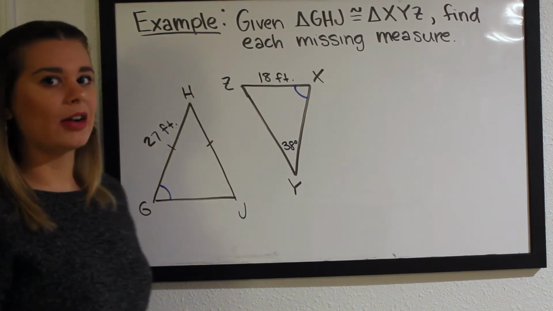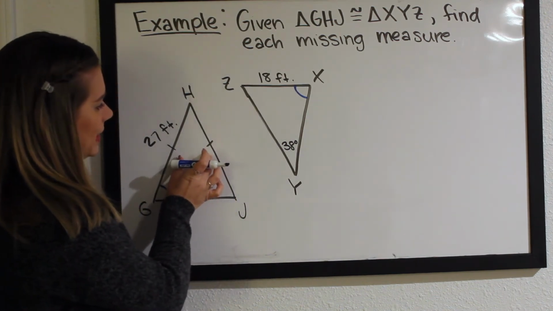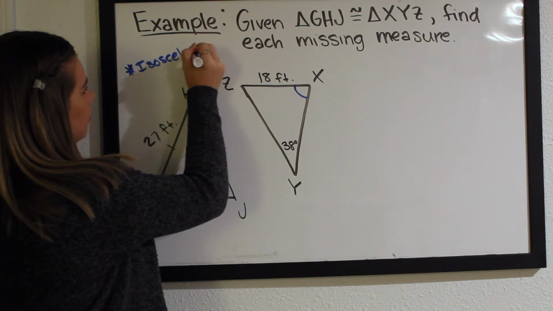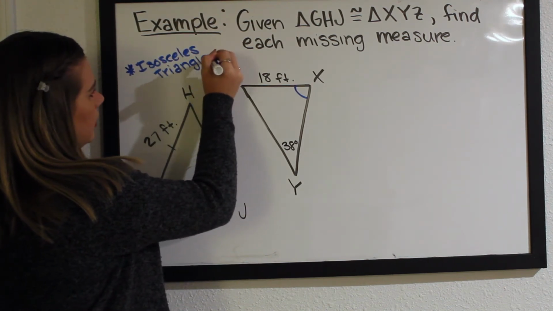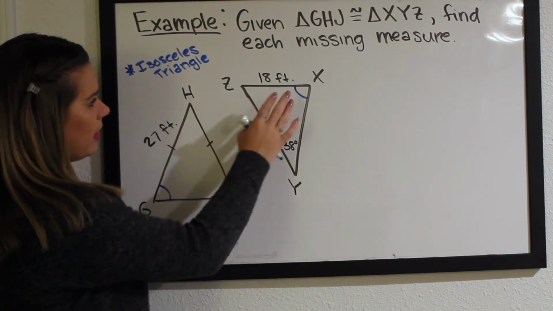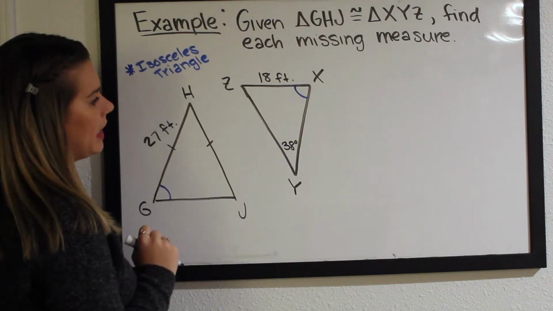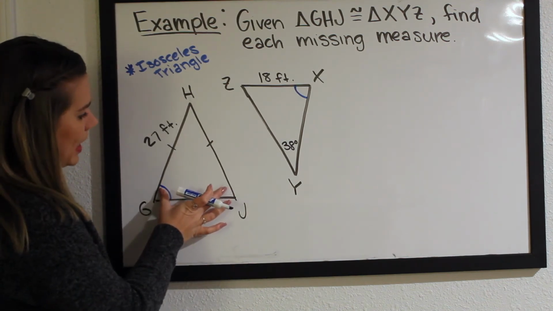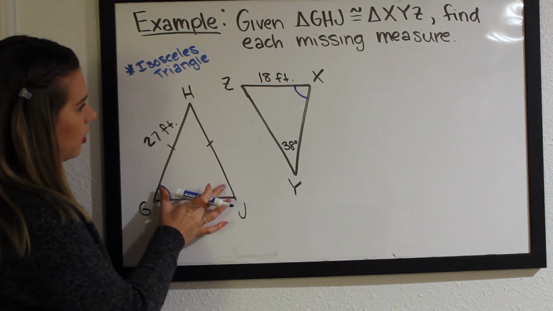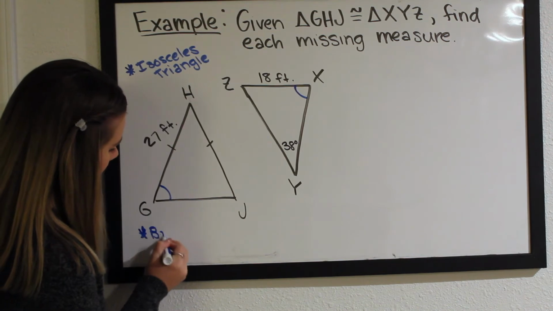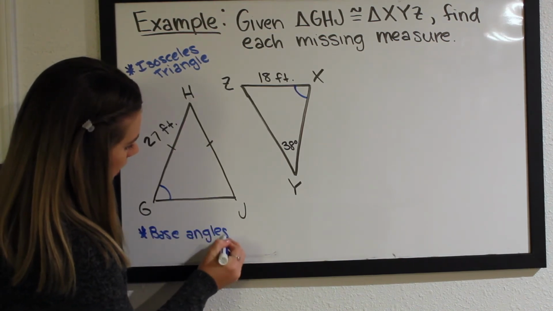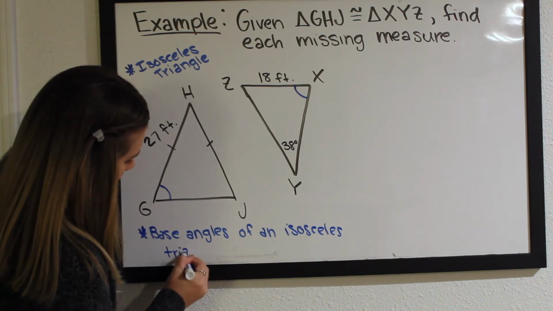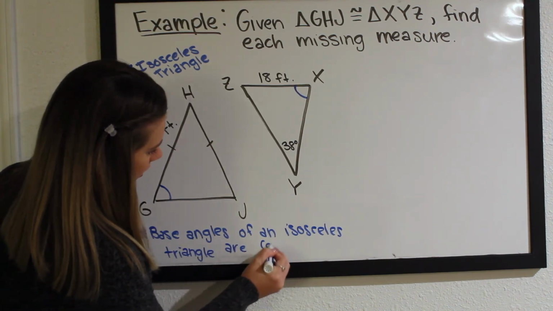So actually, a triangle that has a pair of congruent sides just on itself is an isosceles triangle. So if this is an isosceles triangle and this triangle is congruent to that one, then they are both going to be isosceles triangles. Now, what's another property of isosceles triangles is what we call the base angles. So the bottom two angles are actually congruent. So I'm going to write that out for you. So base angles of an isosceles triangle are congruent.